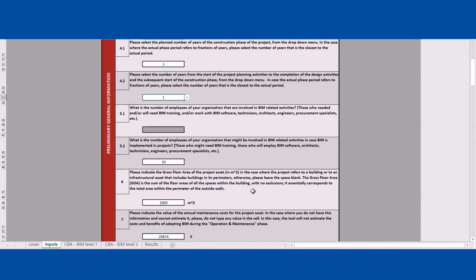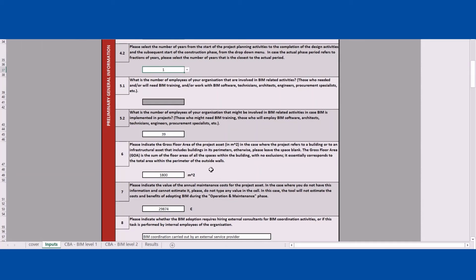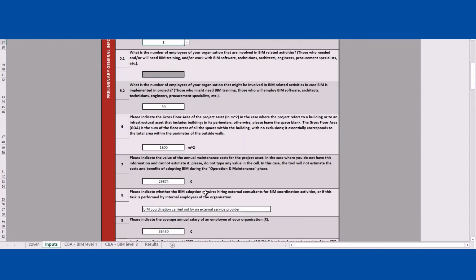Because our project refers to a building, we indicate the gross floor area of the asset, corresponding to about 1,800 square meters. This information can be entered here in question number 6. Question 7 asks us to provide an annual cost for the asset maintenance. We could leave this space blank, as this question is not mandatory, but we do expect that the annual cost will be close to €30,000.